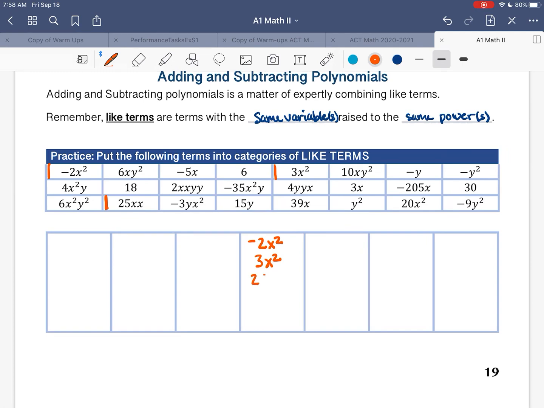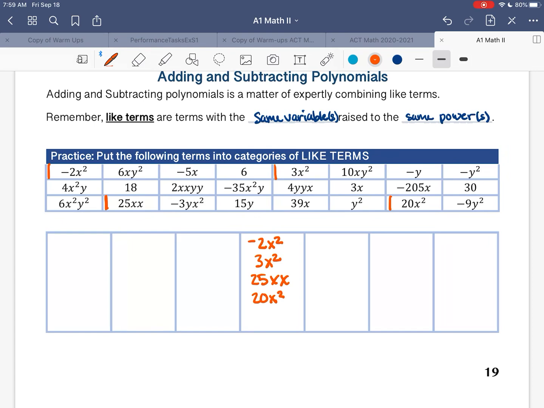And that goes in the same category here. Even though it's written differently, that is still 25, and the variable is x, and the power is 2. And the only other thing I think that we're missing here is 20x squared. This one right here. That one is also a like term to everything that we've had there.